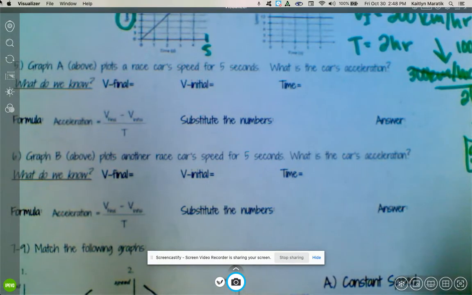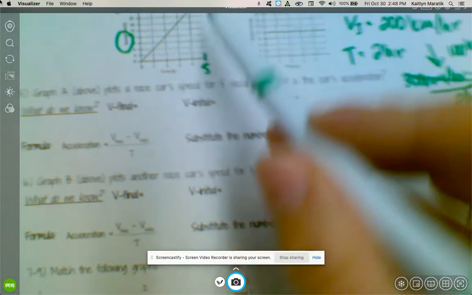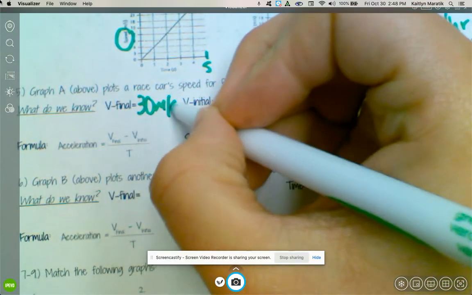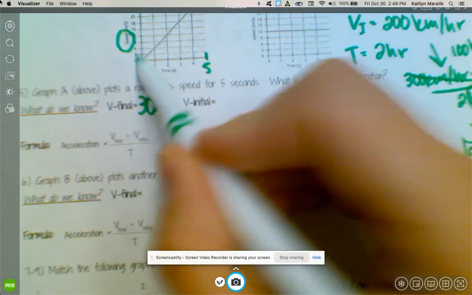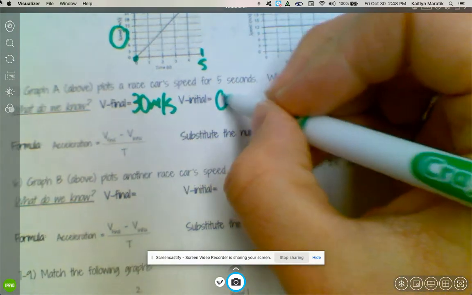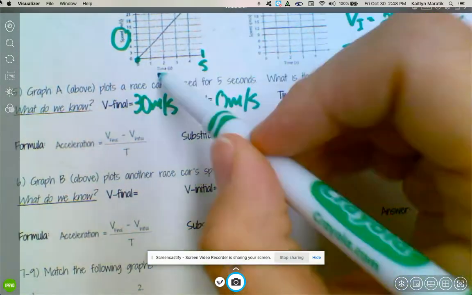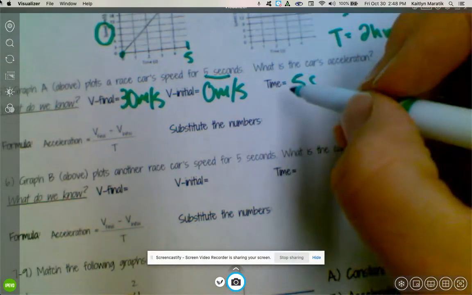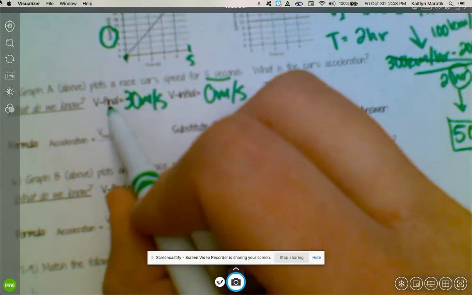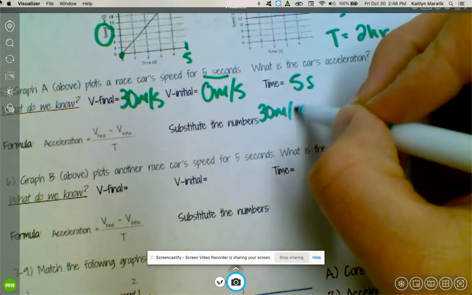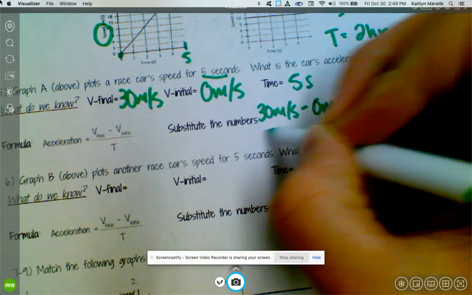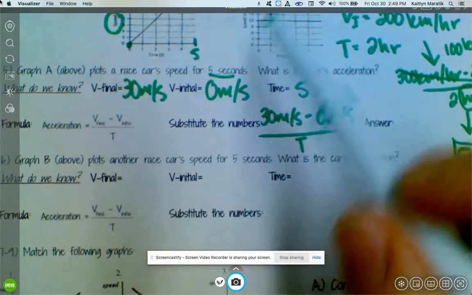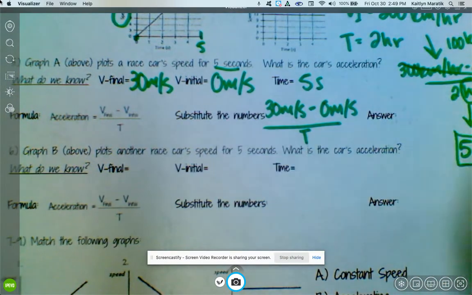So I'm going to set this one up for you, okay? Our final, or where it's ending here, is 30 meters per second. Its initial, it started at 0, so it's 0 meters per second. And the time, it told us, was 5 seconds here. So we need to drop these in. We'd have our final minus our initial all over our time. I'm going to let you finish that one. Stick with me here. If you wanted to finish it, pause the video. I guess you could because you have that power.